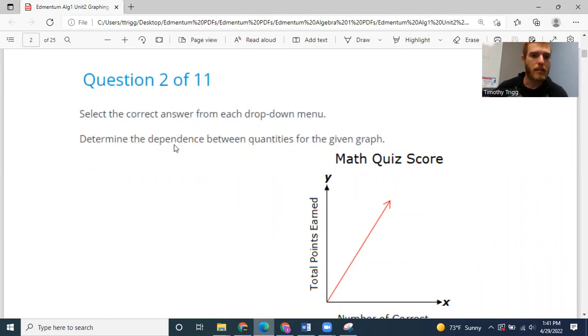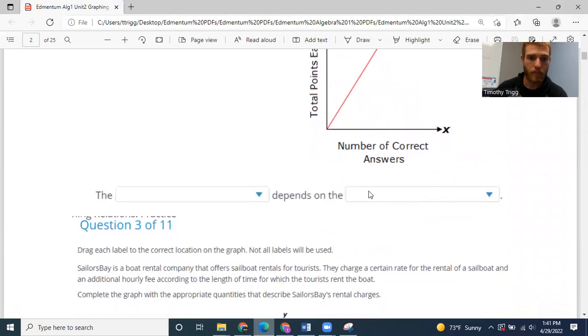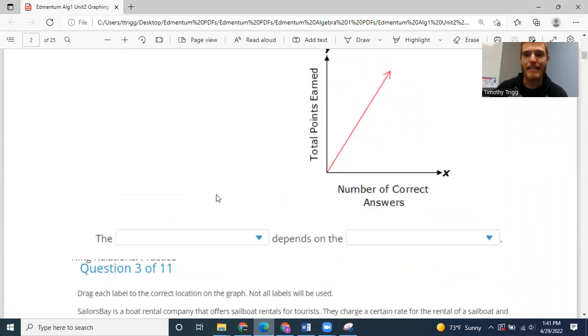Determine the dependence between the quantities for a given graph. Math quiz score. Here we have the x-axis, number of correct answers, and total points earned. So what's the dependent variable? Well, the total points earned is the dependent variable. Remember, that's usually your y-axis. So the points earned depends on the number of correct answers. So that's what you're going to put.